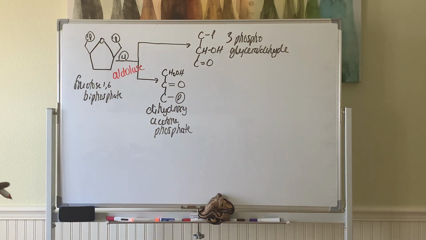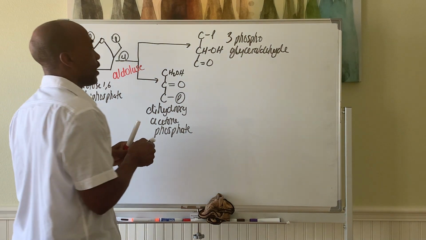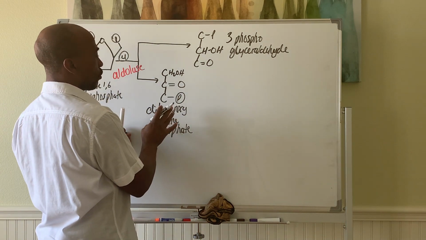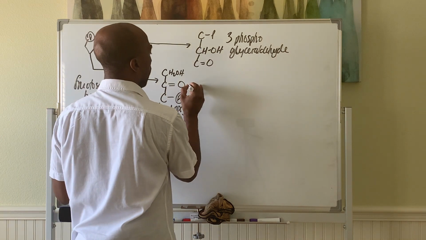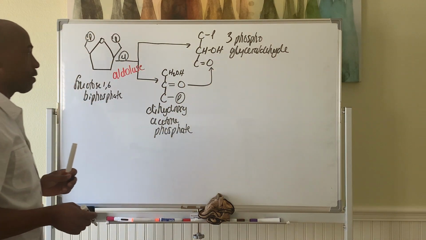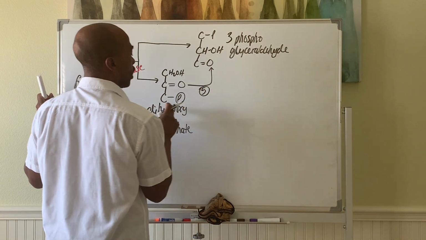That's the enzyme that makes reaction 4 go. And then for reaction 5, the dihydroxyacetone phosphate will be converted into 3-phosphoglyceraldehyde. So this is reaction 5. Just converting this to this.